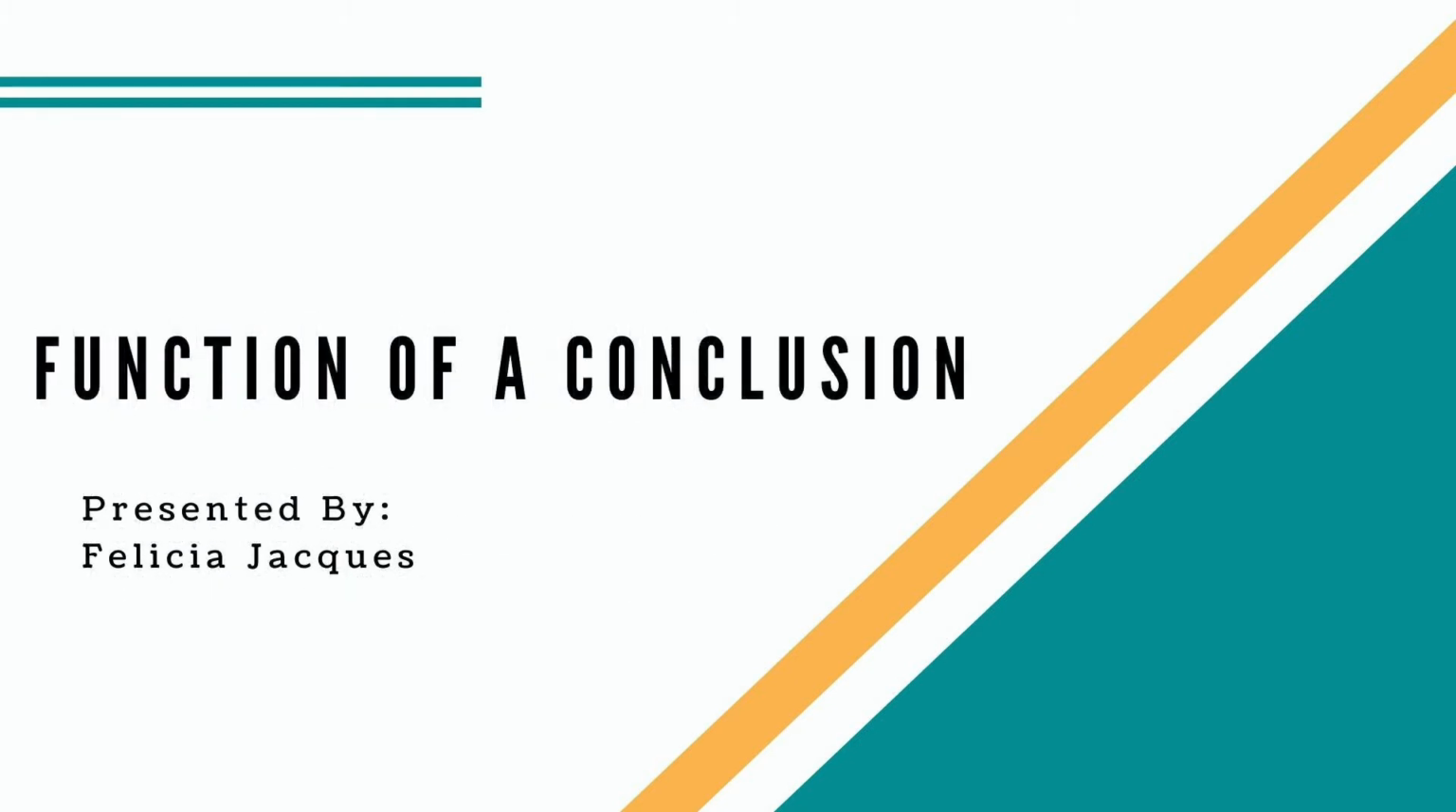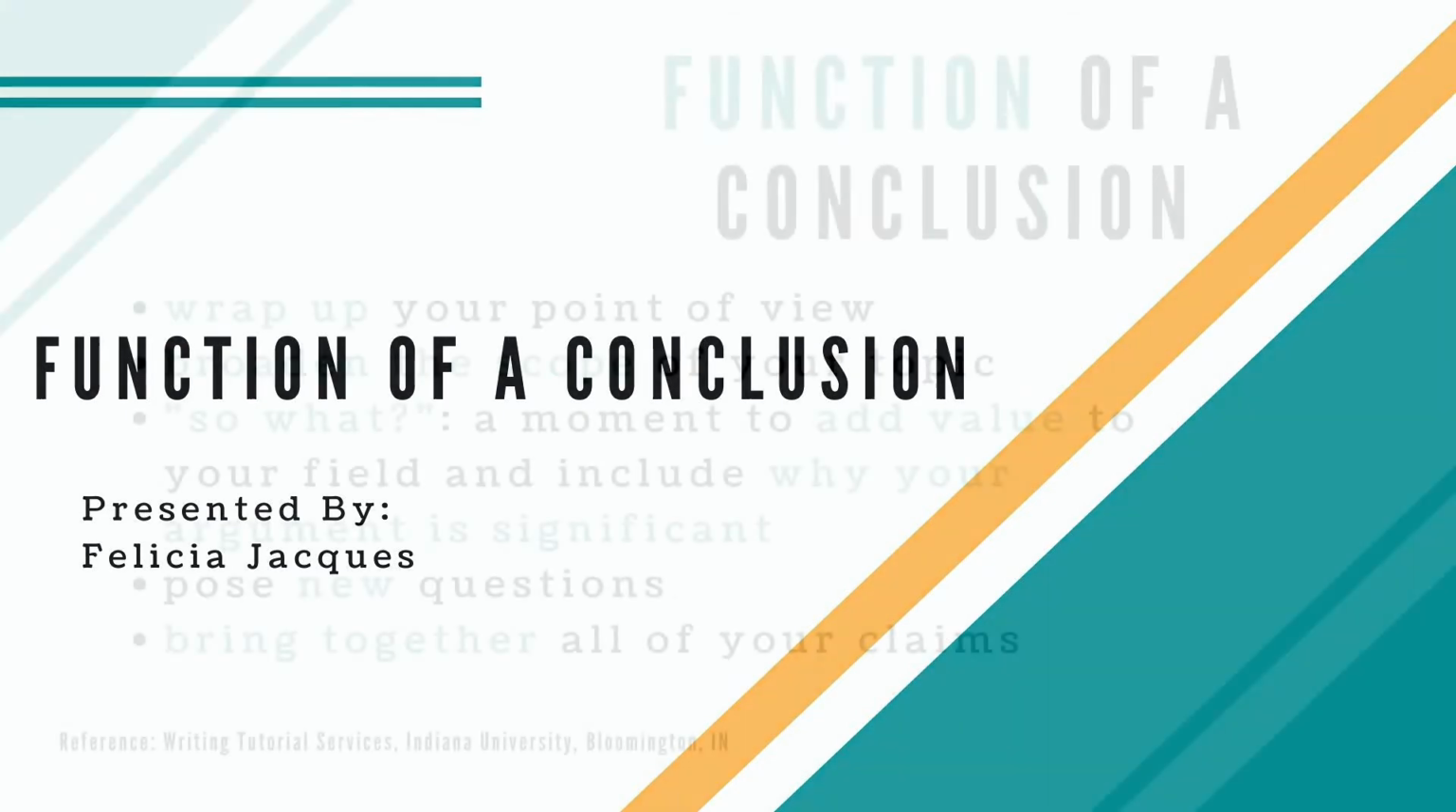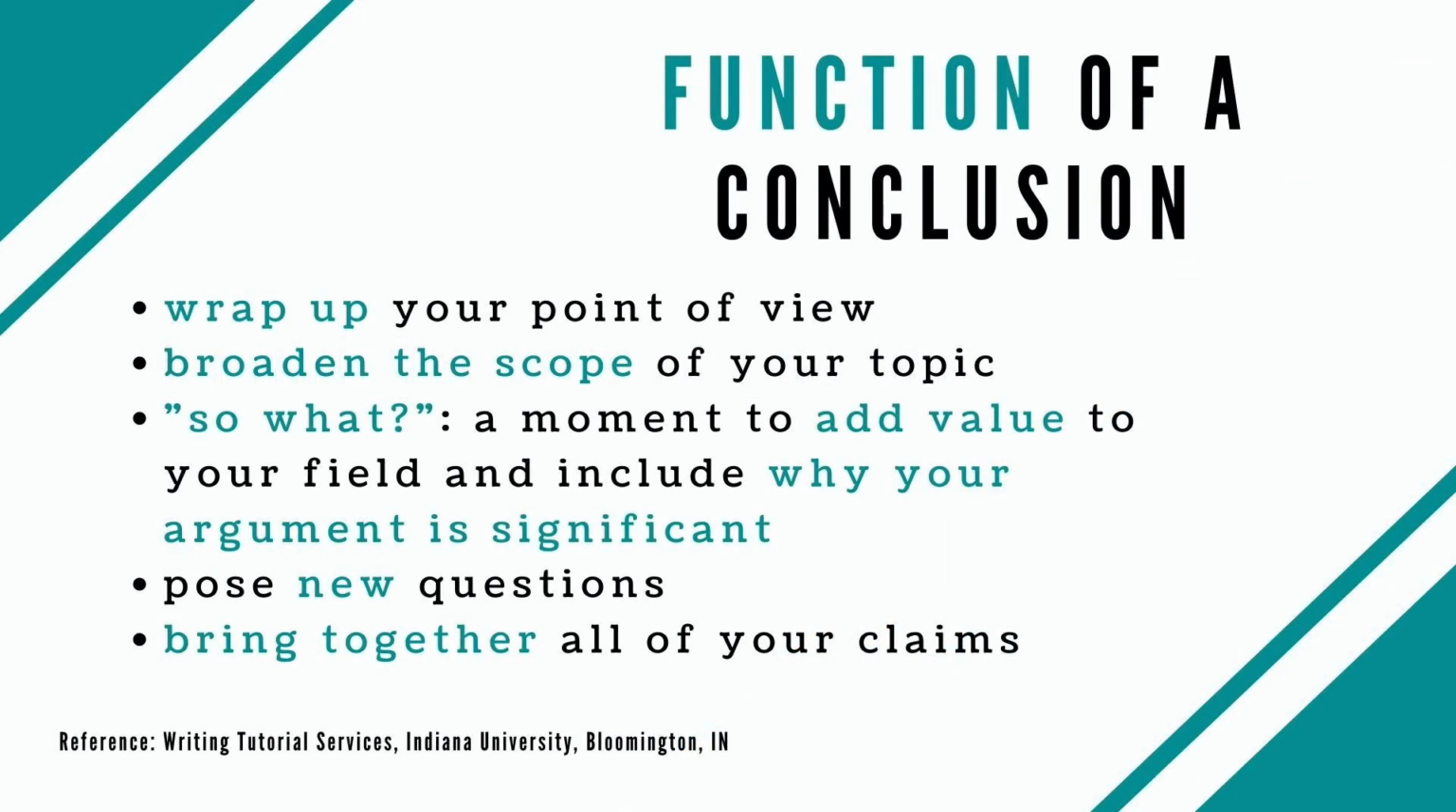Now we will discuss the functions of a conclusion. A conclusion functions as a way to wrap up your point of view. Writers can restate the main argument as they remind readers of the evidence they use to support their argument. At the same time, try not to simply paraphrase or summarize your paper. The conclusion is not only for repeating your main argument, but it is a time to broaden the scope of your topic. Furthermore, a conclusion serves as a moment to add value to your field and include why an argument is significant. In other words, this can be seen as answering the so what question.